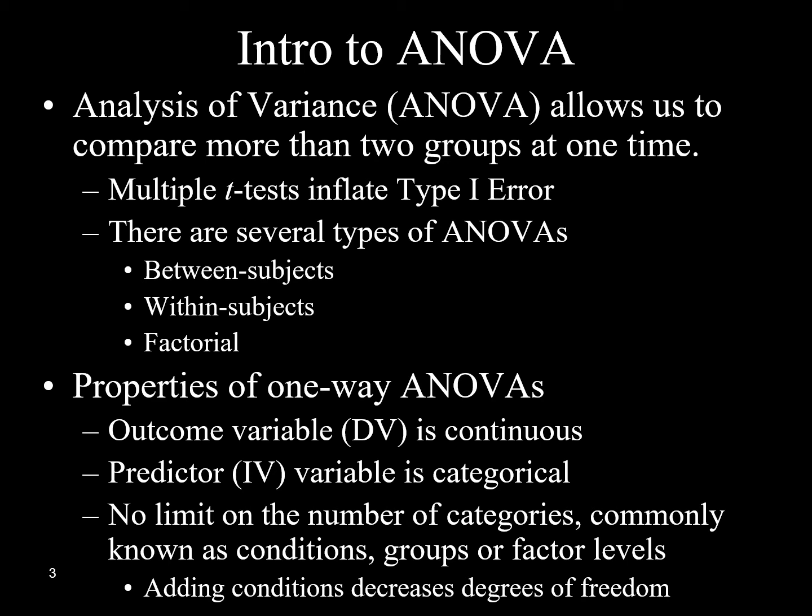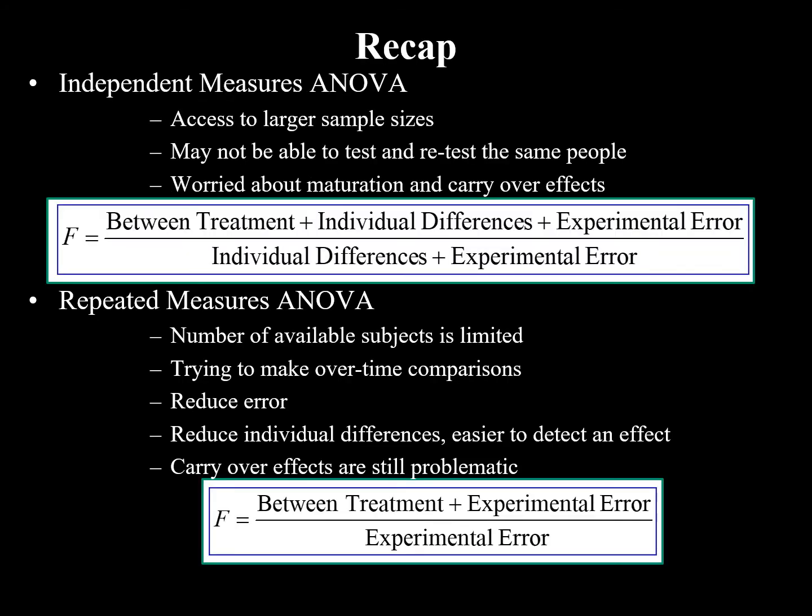The predictor IV is categorical, but there is no limit on the number of categories, commonly known as conditions, groups, or factor levels. However, every time we add additional conditions or factors or groups, it decreases our power, it decreases our degrees of freedom. And we talked theoretically that just like every statistical technique we've talked about in this class, at the end of the day, what the math is trying to do is partition variance into effect, individual differences, and experimental error. Which means that when we're looking at independent measures ANOVA, it's very similar to what we'd be looking at in an independent measures t-test.